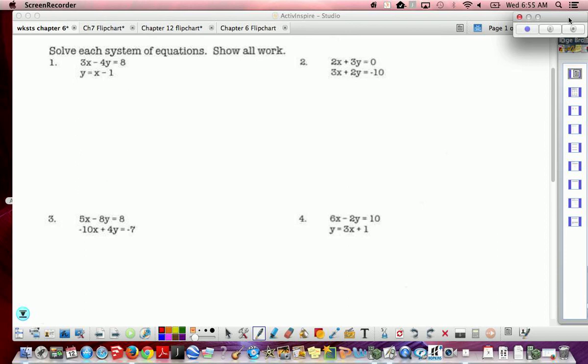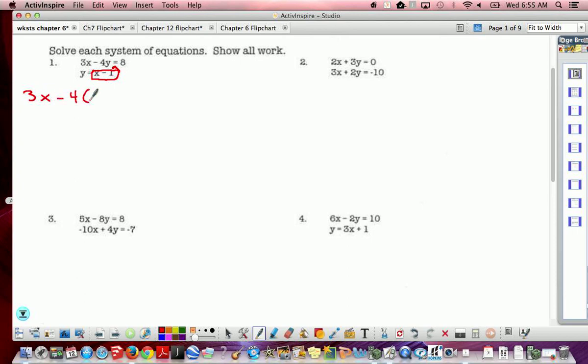certain problems. For instance, on number one, since y is all by itself in the second equation, to me, this is a key that you should use substitution. So I know that y is the same thing as x minus 1. So I'm going to plug that value in for y into the first equation. So what I do, I have 3x minus 4 times the quantity x minus 1, because I'm replacing y with it, so I replace it by putting it in parentheses, equals 8.